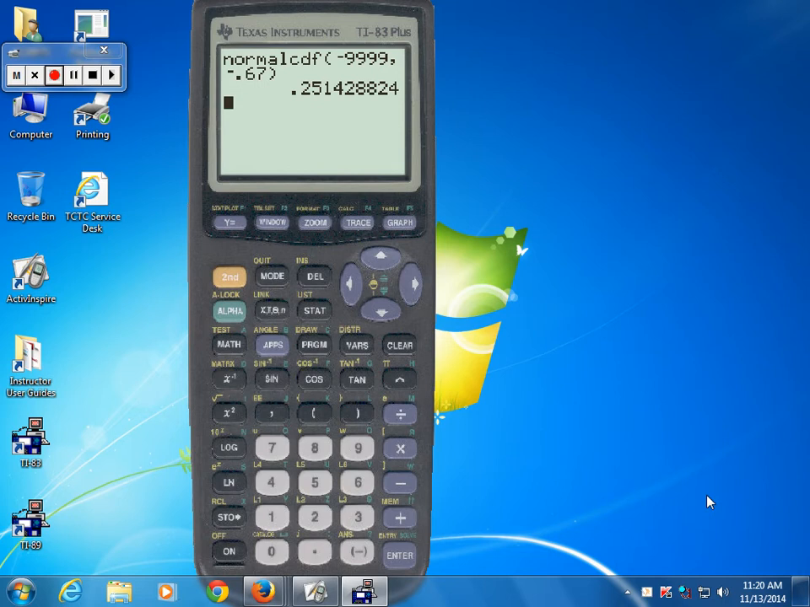Did you use the negative or the subtraction symbol? Mine came up totally different. I had to do some upper. If it says upper and lower, you just have to put it in. Upper would be negative 0.67, lower would be negative 99999. Lower would be 9999. Upper would be negative 0.67. Then type in your mu and your standard deviation. Press enter.